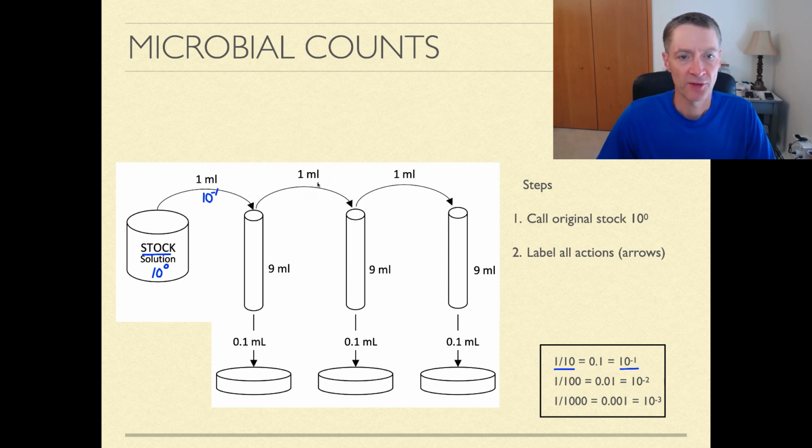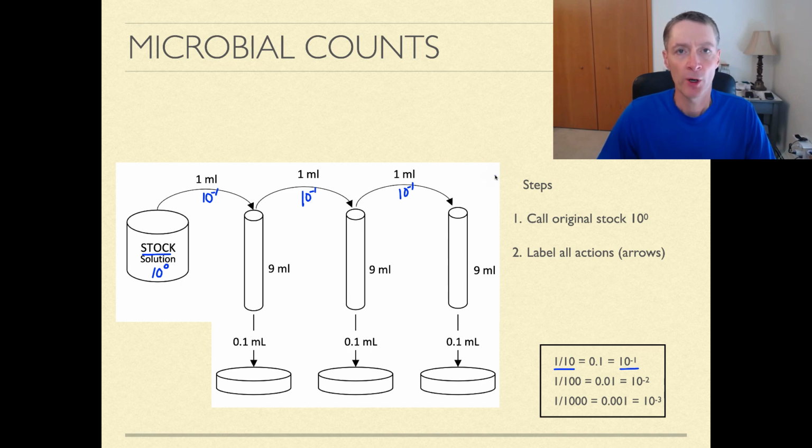I'm going to label my next action. The next action is 1 milliliter into 9 milliliters again. Well, that's pretty much the same deal, right? So we're going to have a 10 to the negative 1 again. The next tube, same thing, 10 to the negative 1. As long as we keep things in powers of 10, the math will be simple.